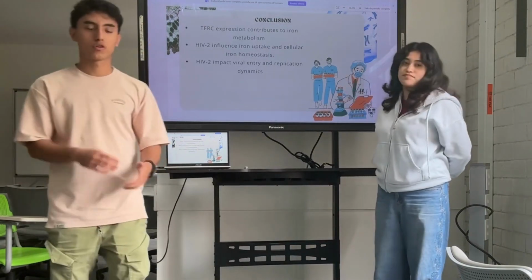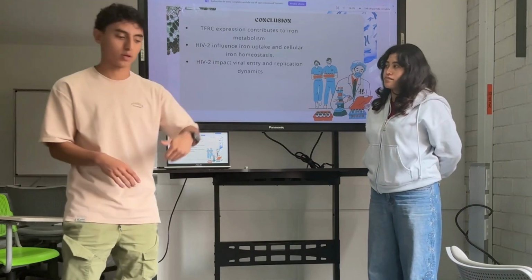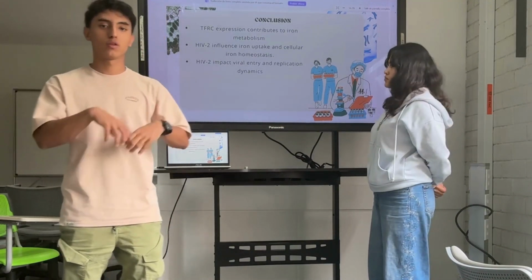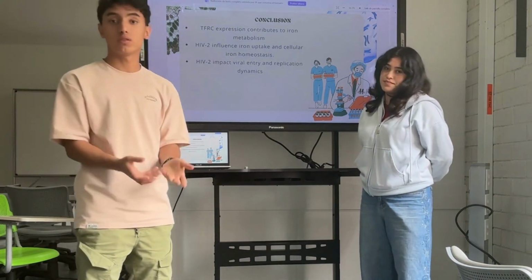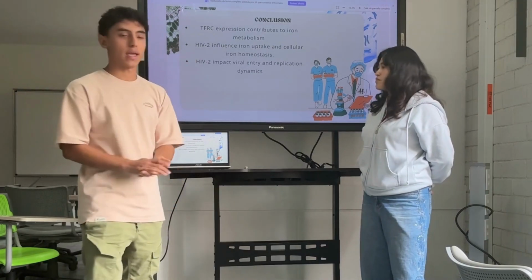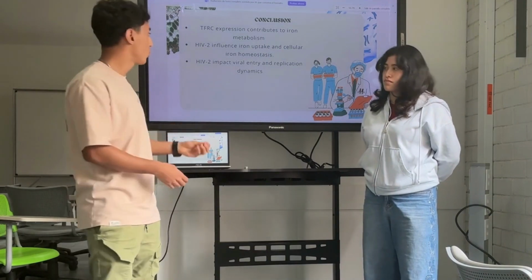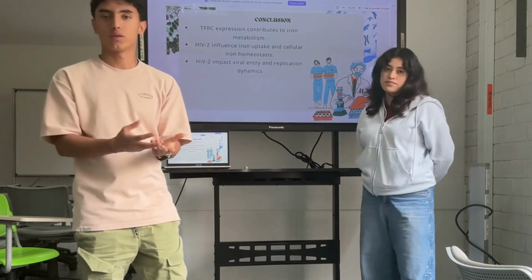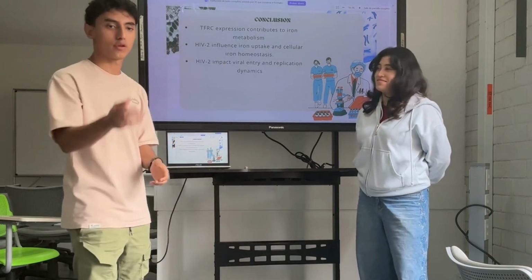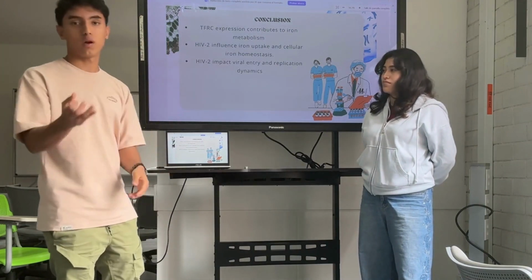Then we have the conclusion. The first conclusion is with the TFRC expression. This shows how certain methods, for example qPCR or Western blots, are used in medicine and molecular biology to know also the expression of certain genes, as we saw here with the RNA expression. Then we have the HIV influence on iron uptake, and we can see how certain pathogens influence, for example, iron homeostasis and certain metabolism processes, for example with the liver, also using qPCR and Western blot.